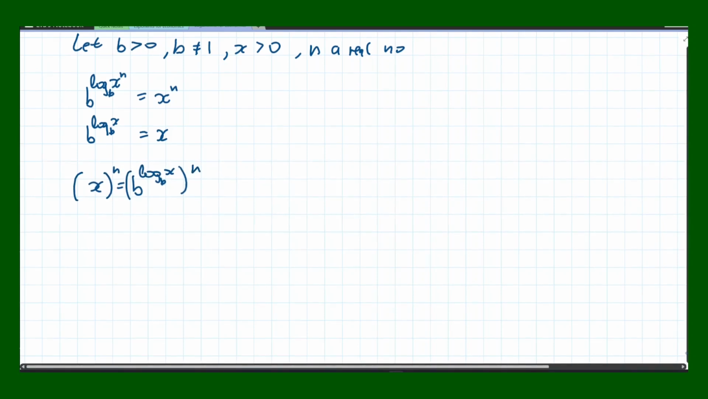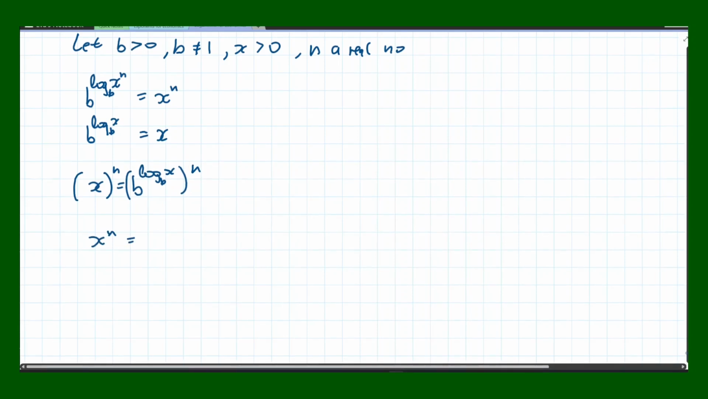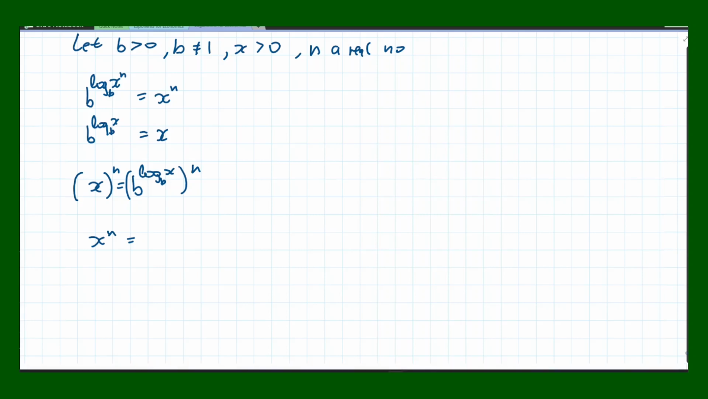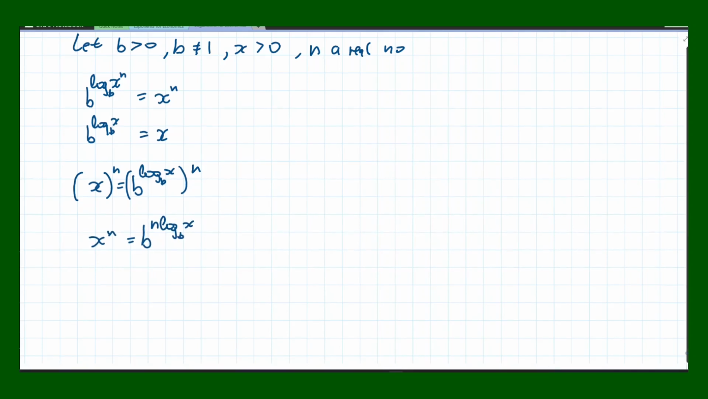What's going to happen here? Well, x to the n is just going to be x to the n, but on the right-hand side, I'm raising a power to a power, so what I need to do is multiply the exponents together. So b is going to be raised to the power of n times log base b of x. But from here, we established that x to the n is also equal to b to the log base b of x to the n. So I've got two equations. The left-hand sides are equal in both of them. Therefore, the right-hand sides have to be equal too.